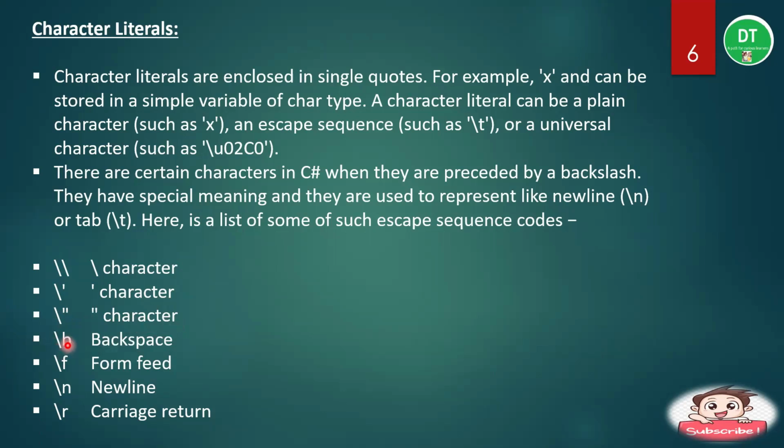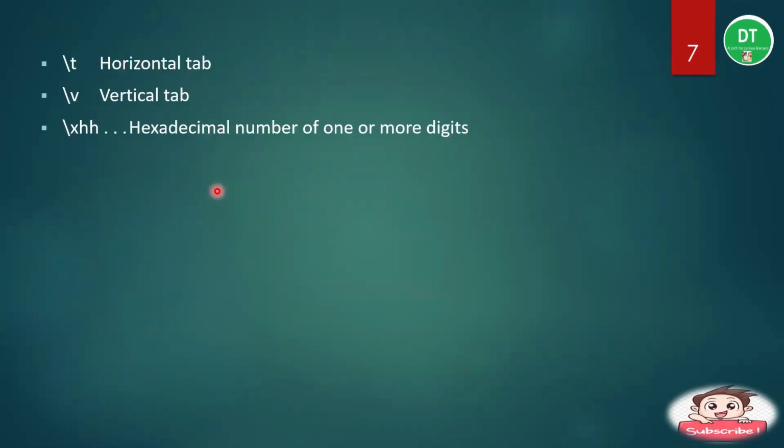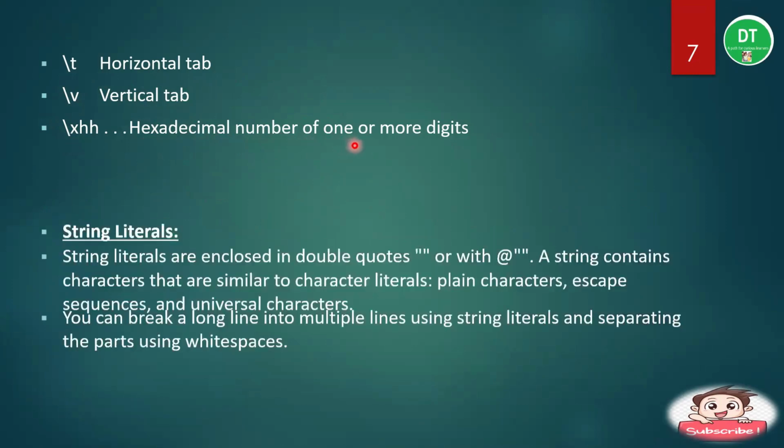Backslash and small b represents backspace. Backslash and f represents form feed. Backslash and n represents new line. It is used for putting a new line. Backslash and r is for carriage return. Similarly, backslash and t means horizontal tab. Backslash and v means vertical tab. And backslash x followed by hh is a hexadecimal number of one or more digits.